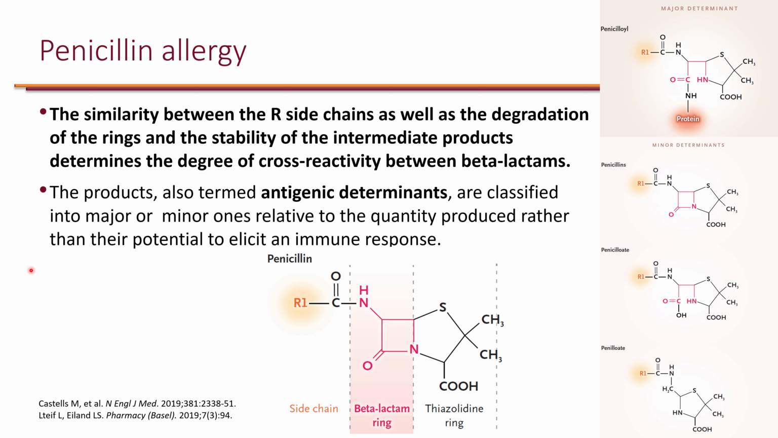When we look at the structure of penicillins, of course, there is the beta-lactam ring. For penicillin, there's also a second ring fused to the beta-lactam ring. But more importantly, there is a side chain, the R1 side chain, and depending on which penicillin, the R1 side chain will be different. When metabolized, you're going to have byproducts that are labeled as major determinant or minor determinant. It is thought that the similarity between the R side chain, as well as the degradation of the ring and the stability of the intermediate products, determine the degree of cross-reactivity between beta-lactams.